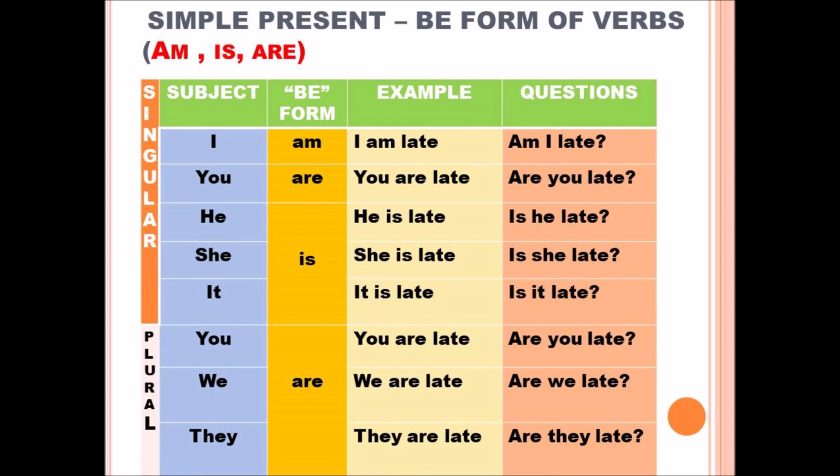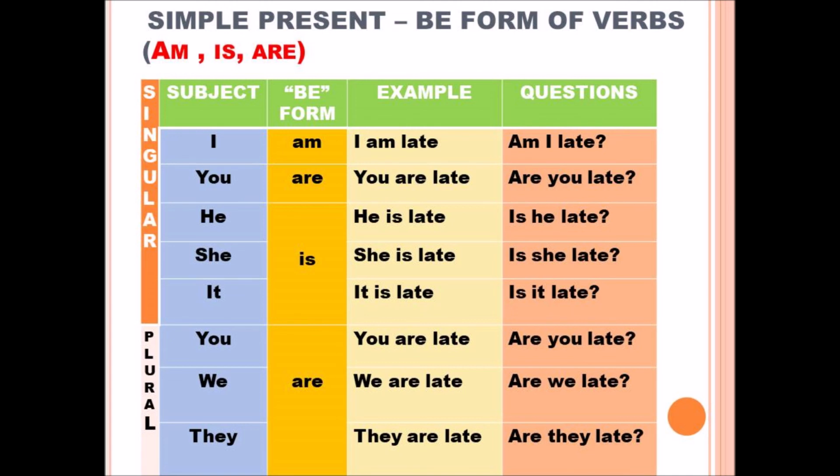Next, let's move on to the plural nouns. What are plural nouns? You, we, they. So we use are. It is a be form verb. Are, we use it for plural nouns. You are late. We are late. They are late. So we use are for plural form of nouns. And how do we change it into questions? Are you late? Are we late? Are they late? So these be form of verbs come in the front and the subject comes after it.